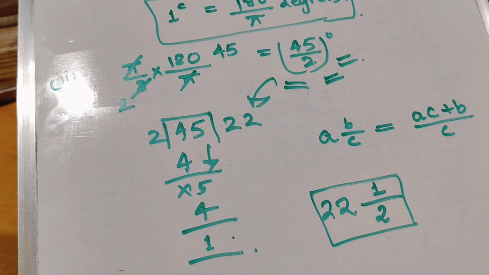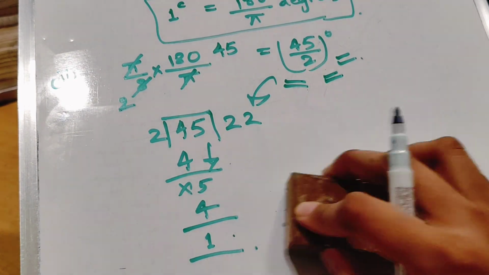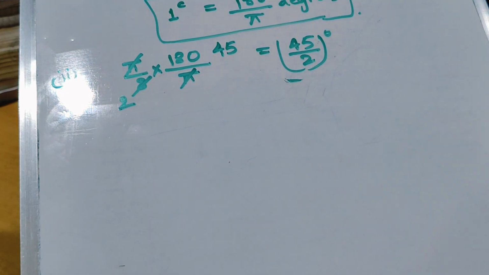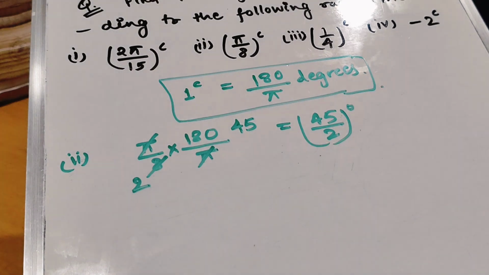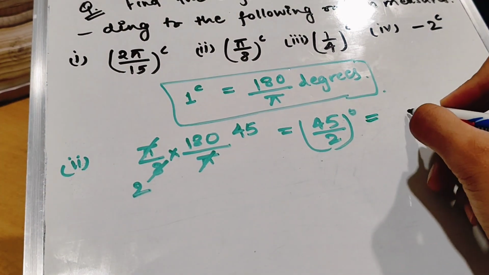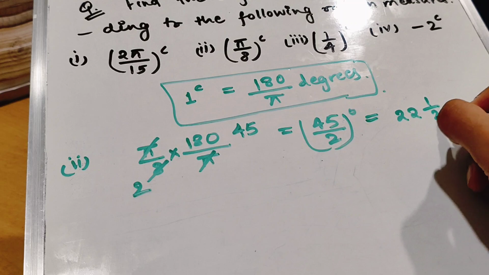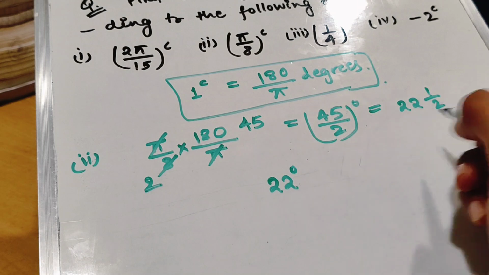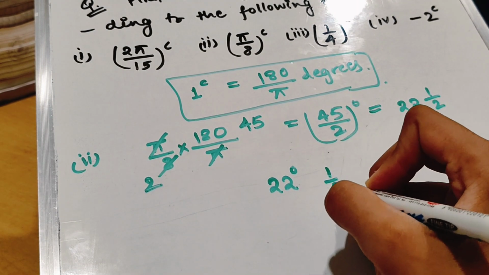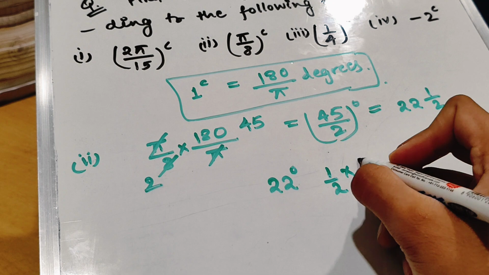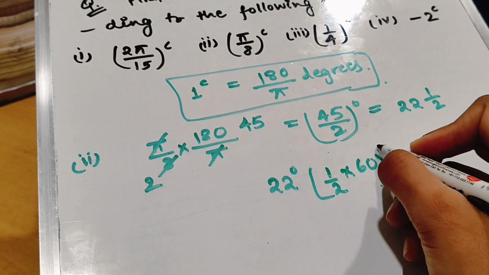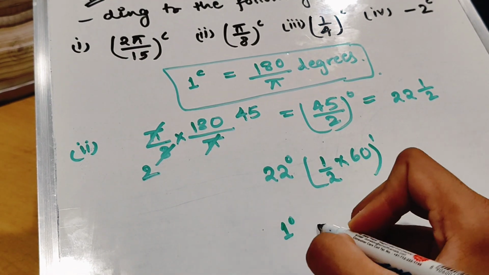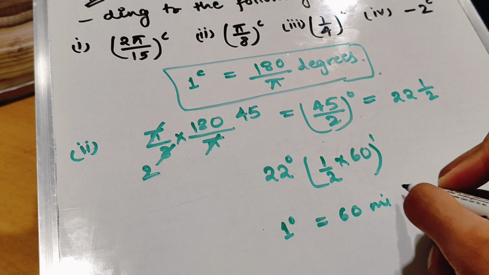Now, how do you convert it to minutes? So we now know that this is 22 and 1 by 2. So 22 will be in degrees, and you will take this half portion and you will multiply it with 60, which will give you minutes. Why? See, because 1 degree is 60 minutes.